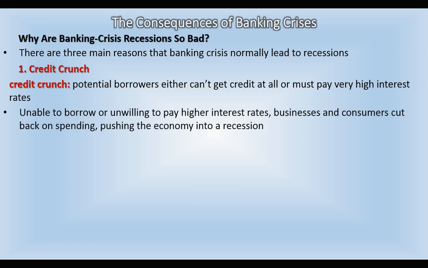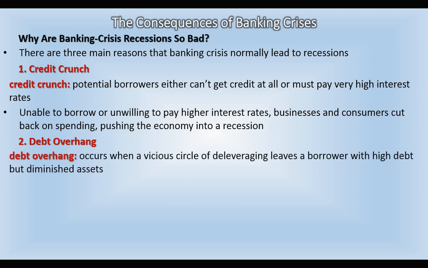So unable to borrow or unwilling to pay high interest rates, businesses and consumers cut back on spending, pushing the economy into a recession. So the second main reason why banking crises normally lead to recessions is what's called debt overhang. So debt overhang occurs when a vicious cycle of deleveraging leaves a borrower with high debt but diminished assets.